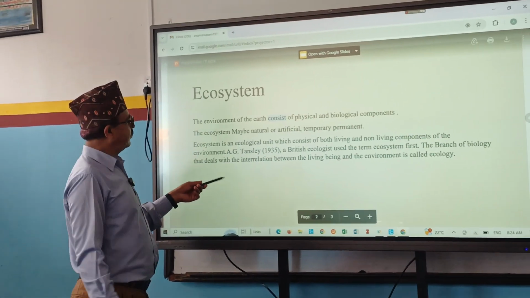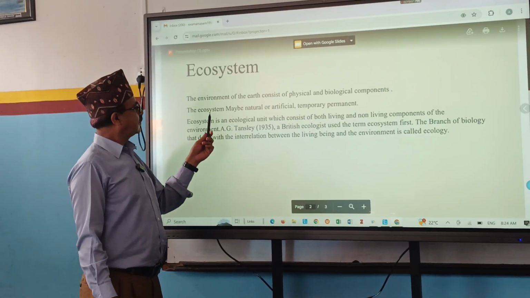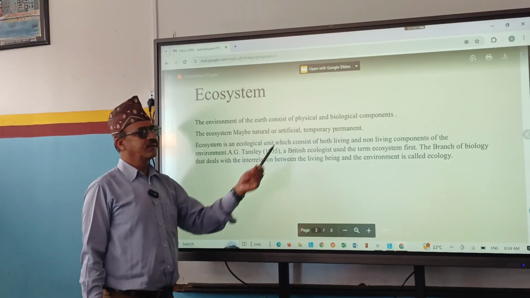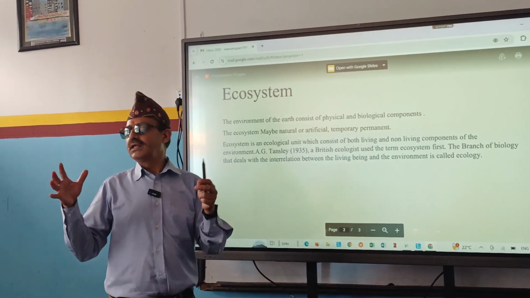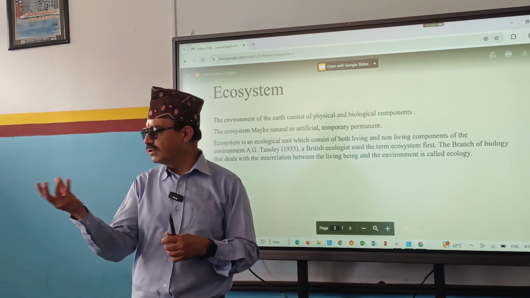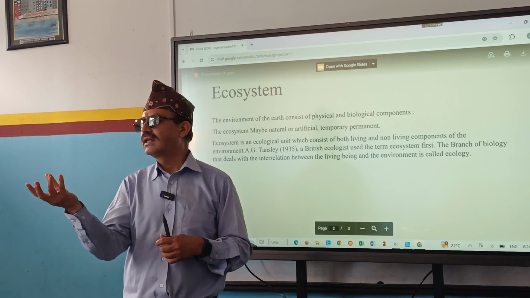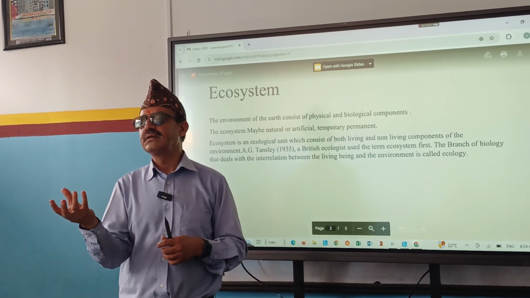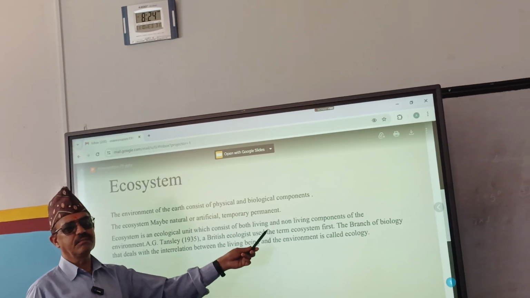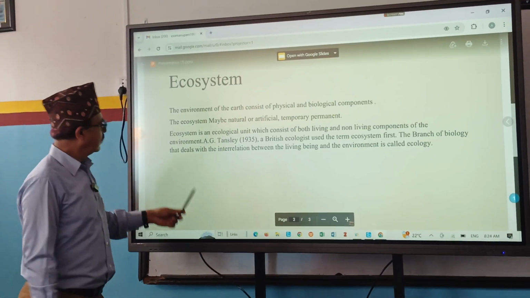And here we have to remember different types of ecosystem, like natural ecosystem and artificial ecosystem. Rivers and ponds are natural. But you have seen an aquarium. Is that natural or artificial? Artificial. Next one, temporary and permanent. Temporary is for a short time, permanent is for a long time.